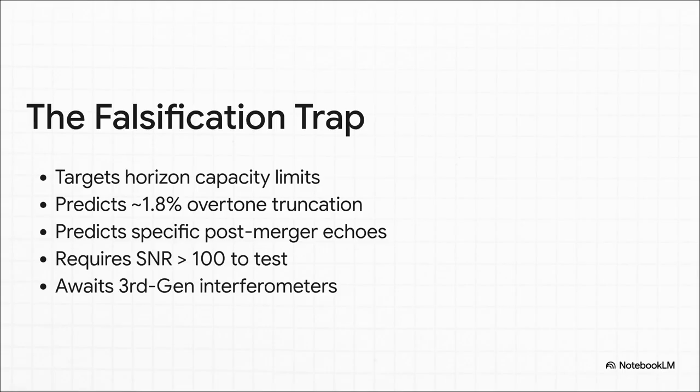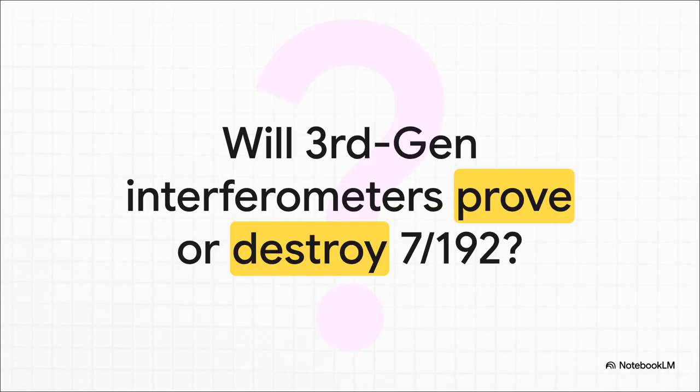Now, current detectors just aren't sensitive enough to see this yet. We need a signal-to-noise ratio greater than 100. This means next-generation gravitational wave detectors, like the upcoming Einstein telescope, must find this exact 1.8% deviation, or the whole theory fails completely. I want to leave you with this really provocative thought as we wait for the Einstein telescope and Cosmic Explorer to finally power on in the 2030s.